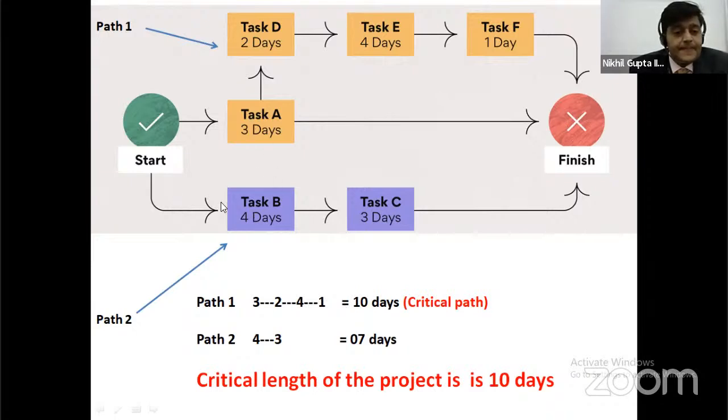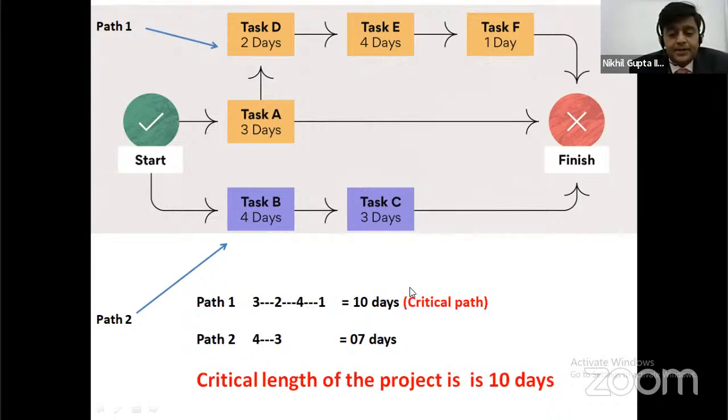The second path is task B, which takes 4 days. Task C takes 3 days, and then the final event. In this path, the duration is 4 plus 3, which is equal to 7. We already discussed that the critical path is the longest path. In this network project, 3 plus 2 plus 4 plus 1 is equal to 10 days.